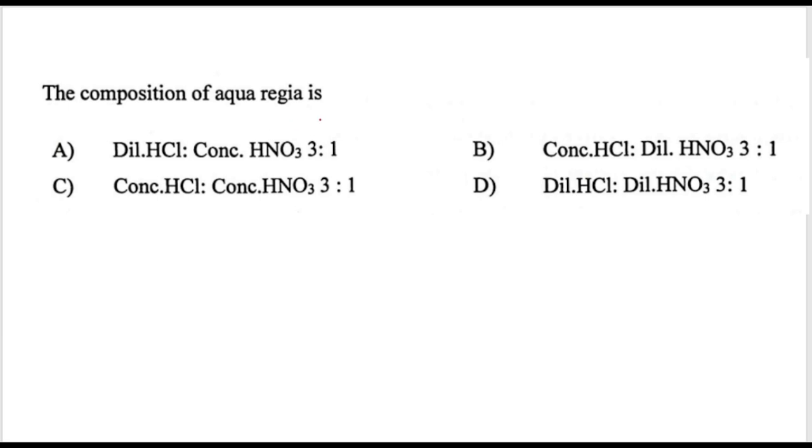The composition of aqua regia. Aqua regia is a solution which can dissolve metals like gold. So here concentrated hydrochloric acid and concentrated nitric acid in the ratio 3:1. Both are in the concentrated form.